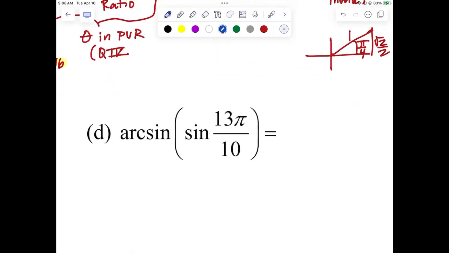Y'all try this one. Maybe. Depends where 13 pi tenths lands.